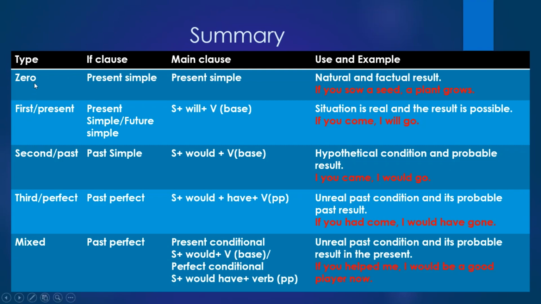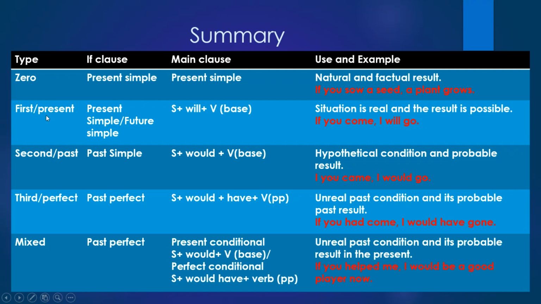So we have 5 types: 0, first or present, second or past, third or perfect, and mixed. In the 0 conditional we have the if clause in the present simple tense and the main clause in the present simple tense, and it is used to express natural and factual results. For example, if you sow a seed, a plant grows. That is, they are naturally connected and they are factual.